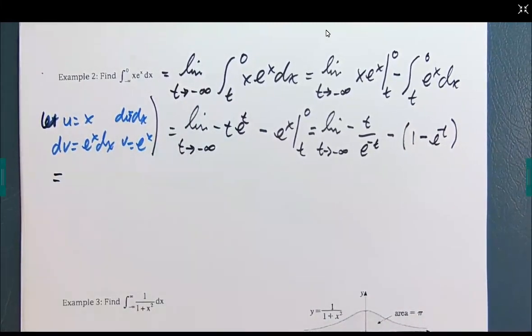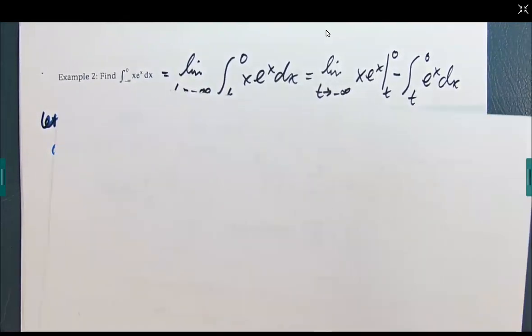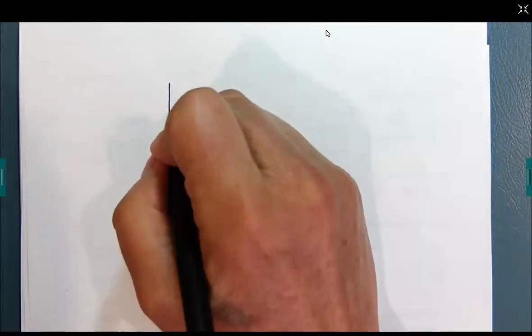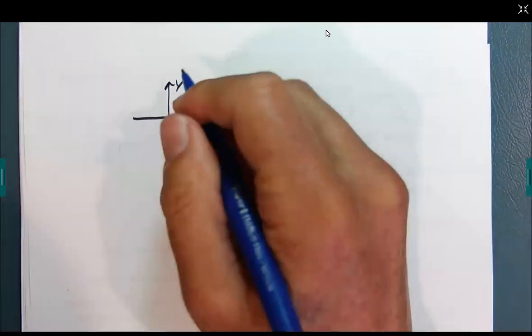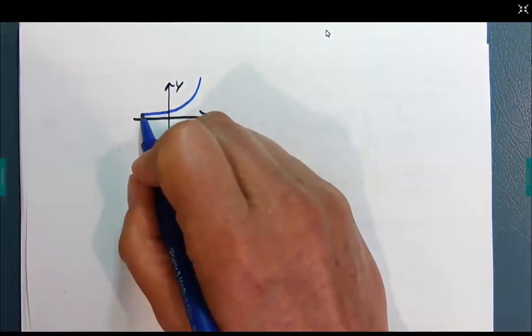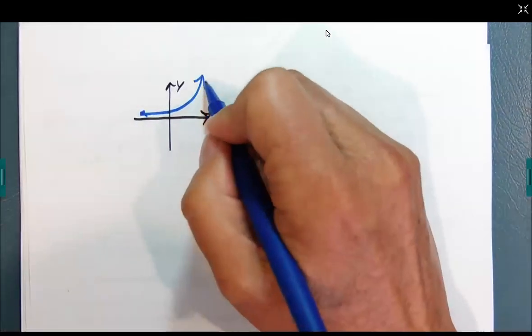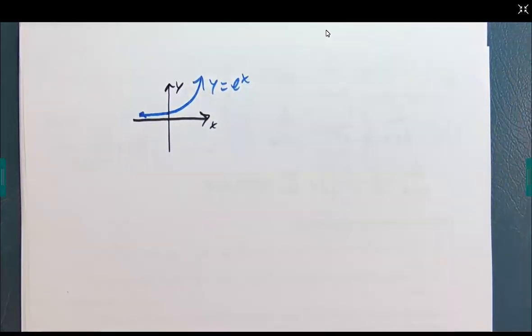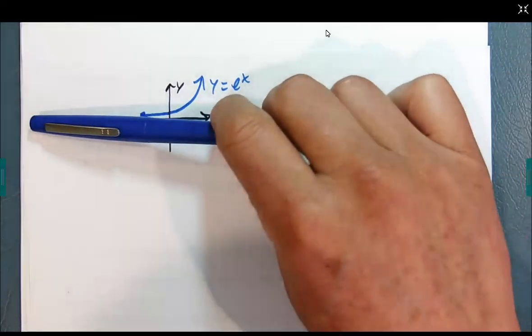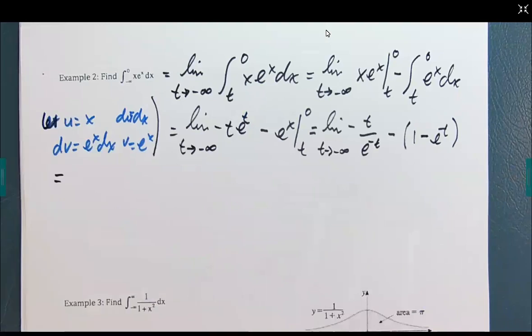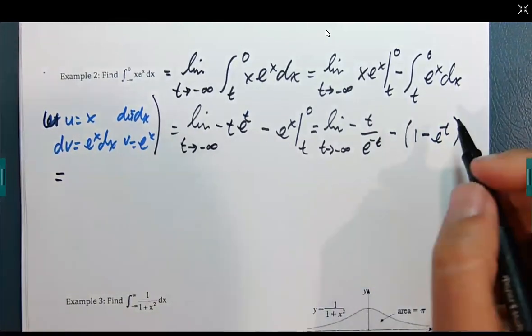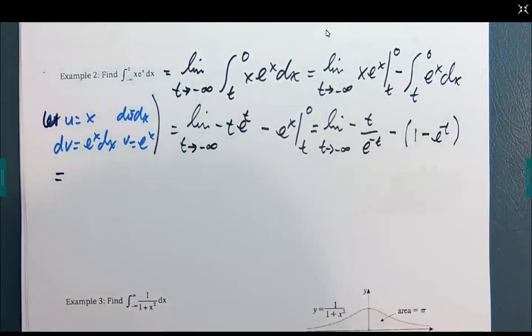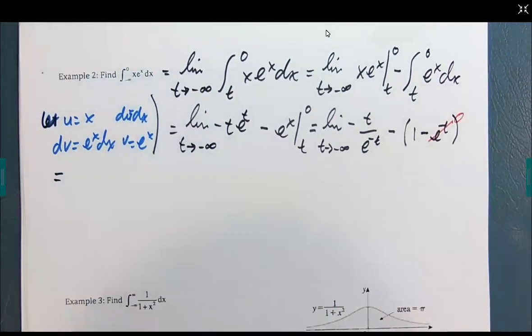And a couple of things I want to keep in mind is what the graph of e to the x looks like. So this is y equals e to the x. And I want to point out that as x is going to negative infinity, y is going to 0. Keeping that in mind, as this goes off to negative infinity, this whole piece here is going to go to 0.